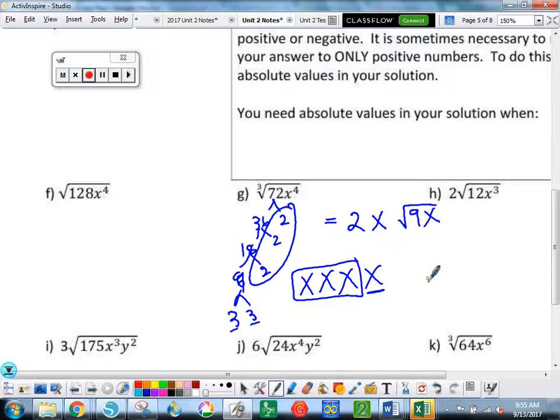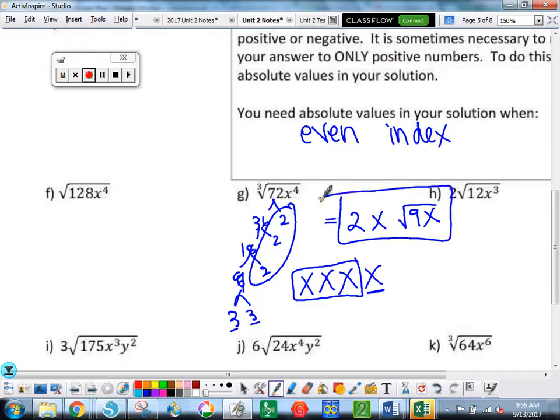Now, does this one need the absolute value? I erased my rules. What's the very first rule? It has to have an even index. Does this one have an even index? No, so I'm done. I don't even need to consider absolute values because it is possible to have an even number inside of an, oh, except for I forgot a little 3.